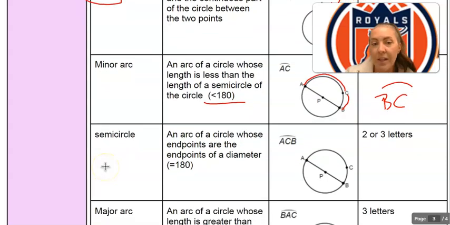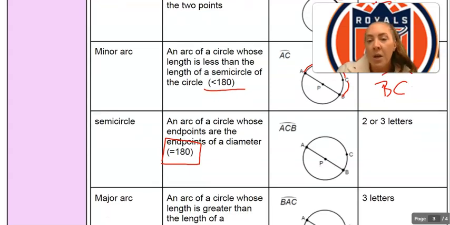A semicircle is exactly half a circle, so it's always going to equal 180. Now, when we go to name it, I say try to use 2 or 3 letters. It depends on what picture you're given. So I know I have to go through the center. And so if I said ACB, so I start at A, I go to C, and then I stop at B. That's how we want to name our semicircles. If we have 3 letters, that's better because I know that means like the top half of the circle. I could also say AB.